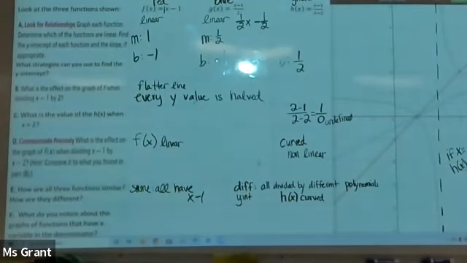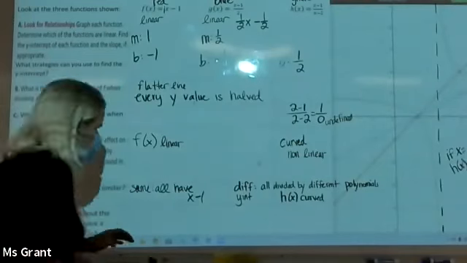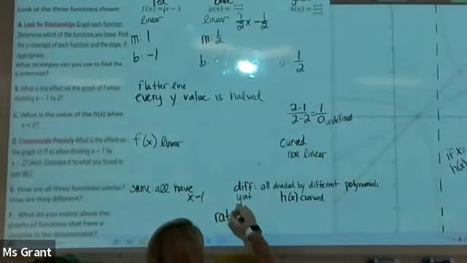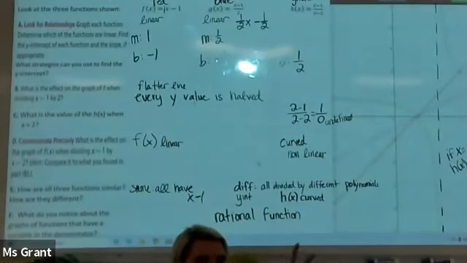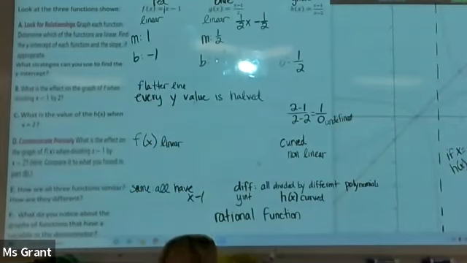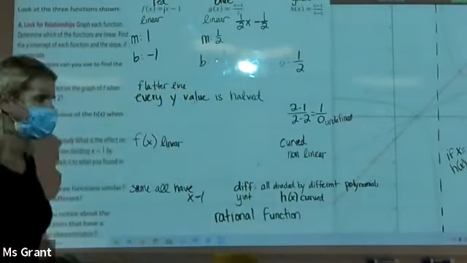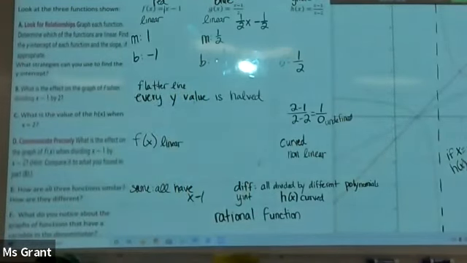Lastly, what do you notice about the graphs that have a variable in the denominator? That's the last one. What do you notice about the green? I'll just tell you, it's called a rational function. If there's a variable in the denominator, it's not a straight line. That's the big takeaway. And we're going to work with all functions today where there's a variable in the denominator. And it's always going to be an x, by the way. We're not going to put a y in the denominator.